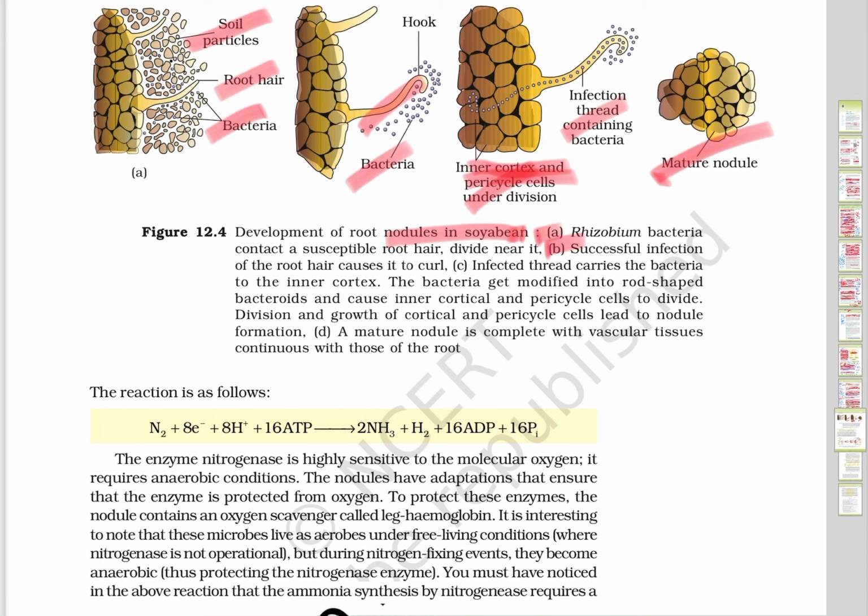A mature nodule is complete with vascular tissue, continuous with that of the root.